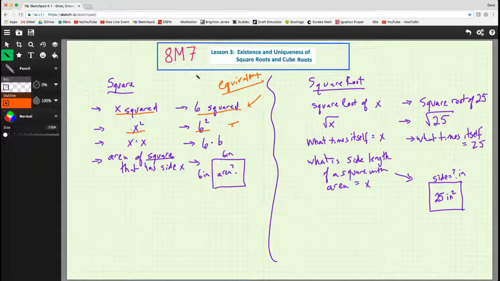I'm just saying it in different ways because your teacher might say it differently, or you might see it in a word problem differently, or on the board differently. So x squared is also x times x. It'll look like 6 times 6. And then finally, you might see squares, meaning the area of a square that has a side of x.